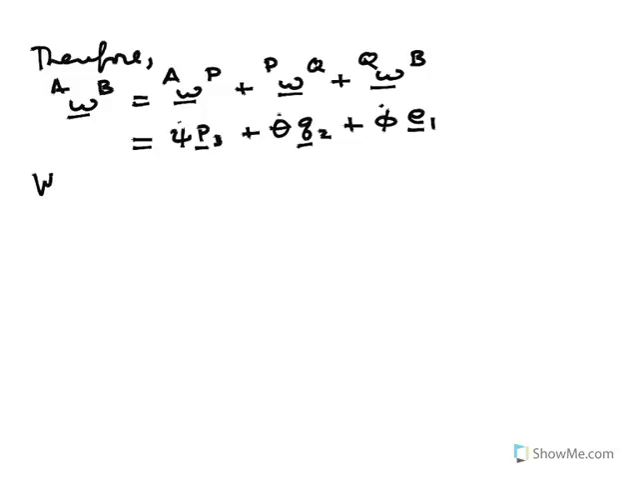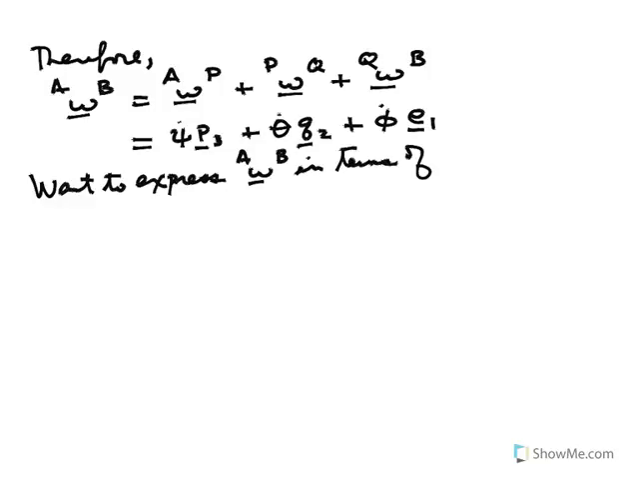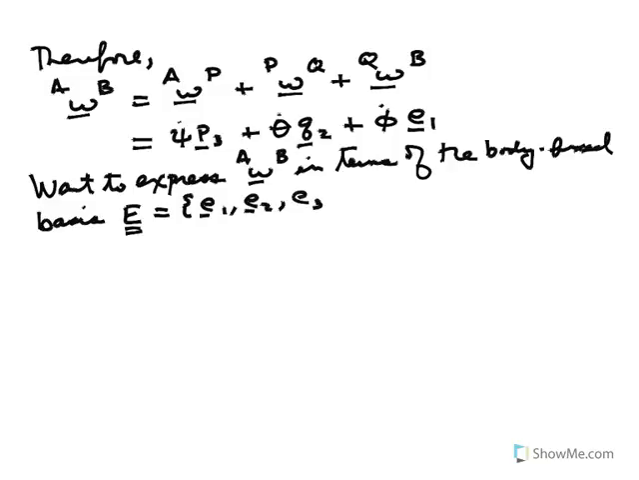So we want to express omega BA in terms of the body fixed basis E equals E1, E2, E3. In order to be able to do that, we need to use these transformations.